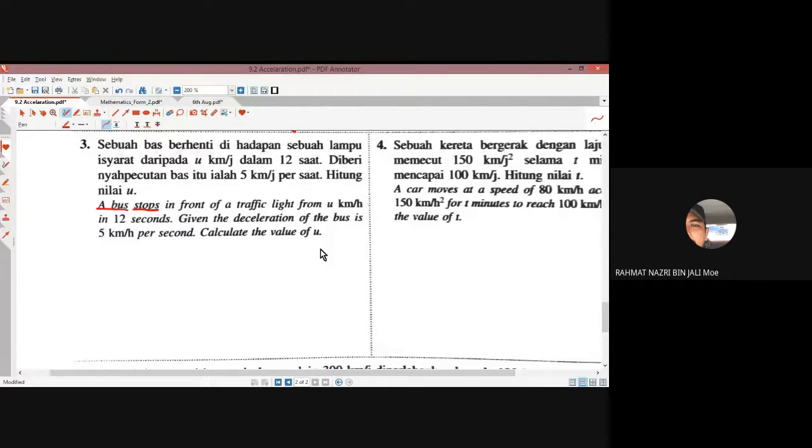So we have the final speed here, which is the word stop. So the final speed is equal to 0. And then the given here, the given U kilometer per hour here is the initial speed. This is the initial speed.